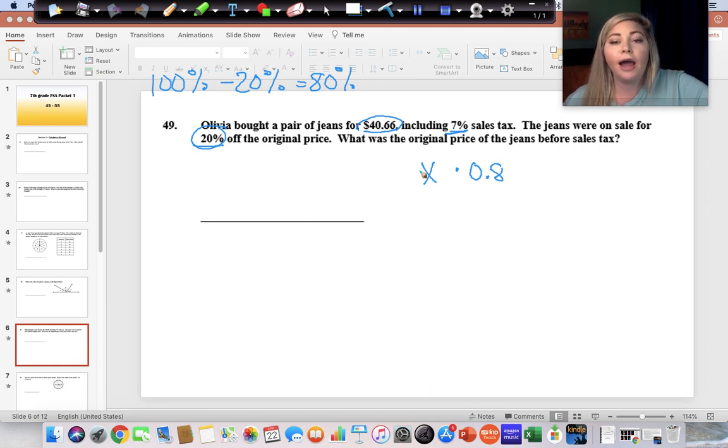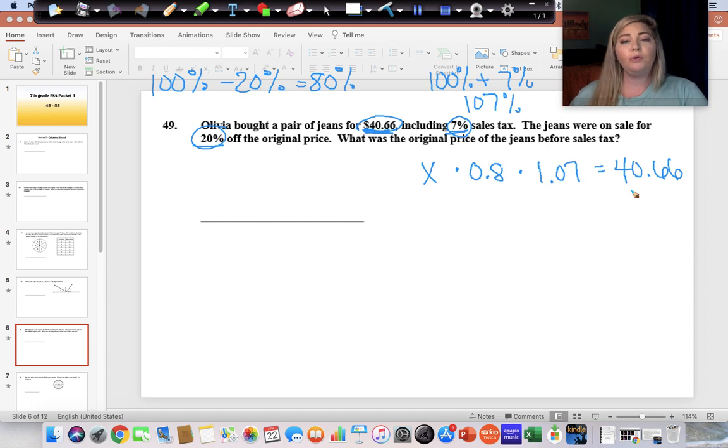So we want to multiply our original number. This is not the original, this is what we paid for it, okay? We want to multiply the original amount times 0.8, and then also multiply it times 7%. If we're paying for 7% sales tax, then we are paying for 100% of whatever price it comes to after the 80%, plus an additional 7% sales tax. That equals 107%. 107% that we will be paying is 1.07. Okay, and then that gives us the $40.66.